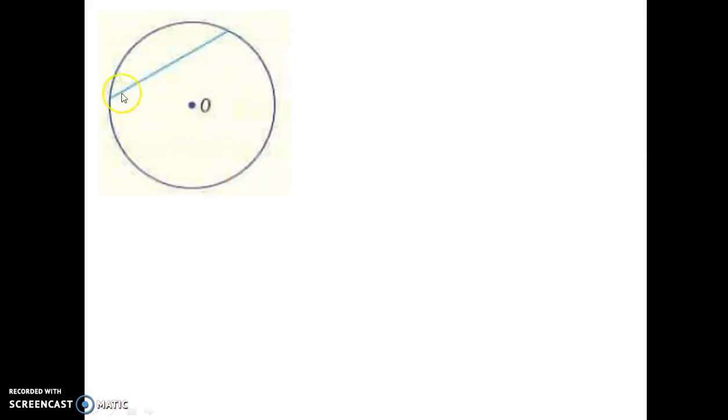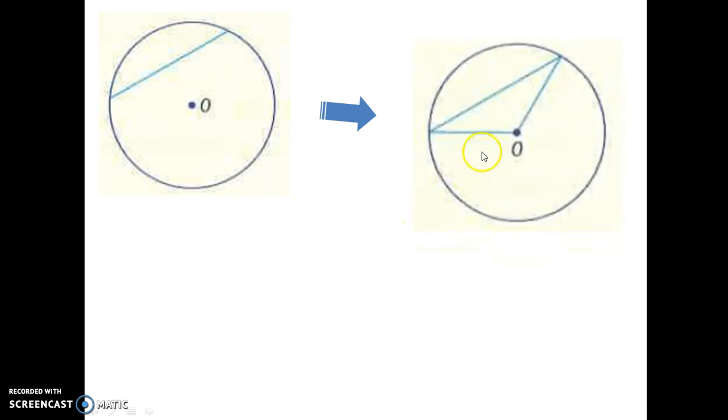Okay, so let's say, this is not on your page, just take a look at this for a moment. Let's say you start with a chord, so here's a chord, and somebody says, how long is it? Well, it might be helpful to first connect the endpoints of the chord to the center. So basically we've drawn radii here, one radius and another one. So now I want you to answer, what kind of triangle have you created here?